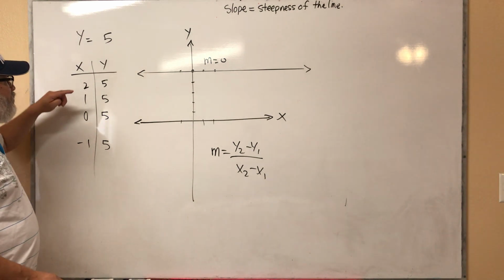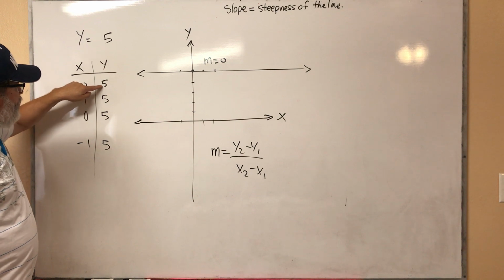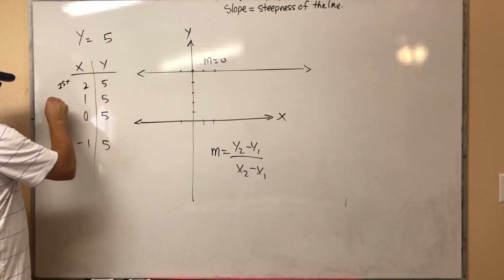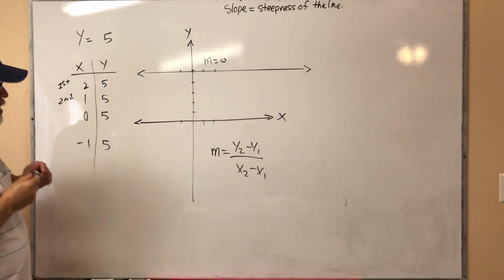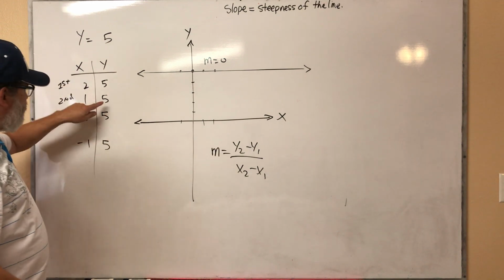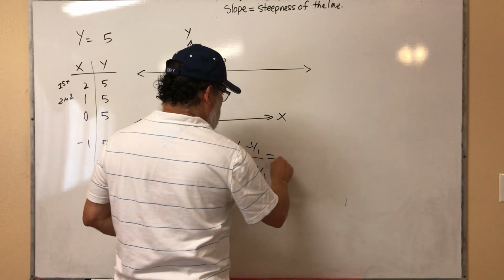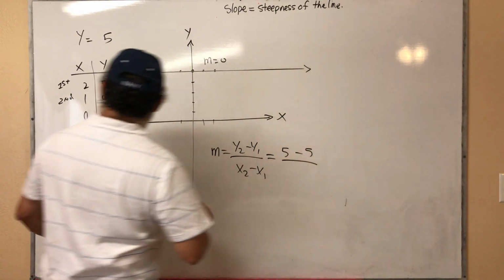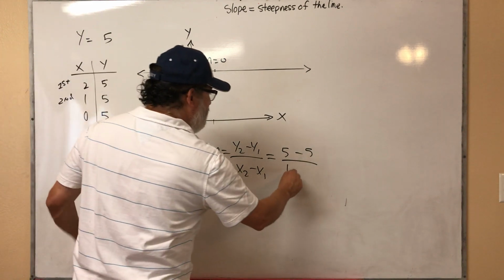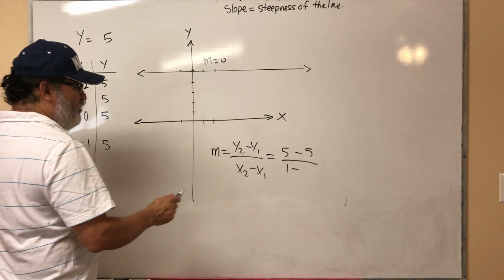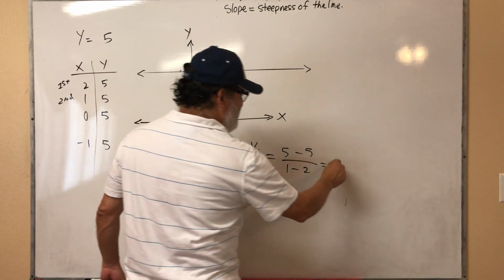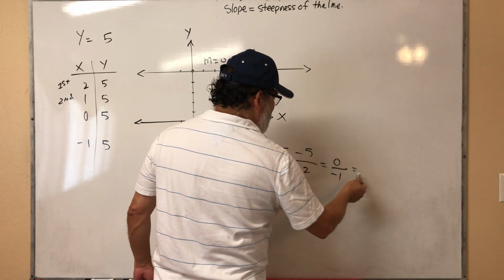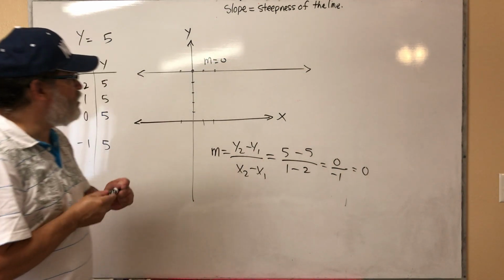You can do it again real fast. Watch this. Call this the first point. This is the second point. The y coordinate of the second is 5, minus the y coordinate of the first, 5, over the x coordinate of the second, 1, minus the x coordinate of the first, 2. This is 0. 5 minus 5 is 0. And 1 minus 2 is -1. And 0 divided by -1 is 0. See? The slope is 0.